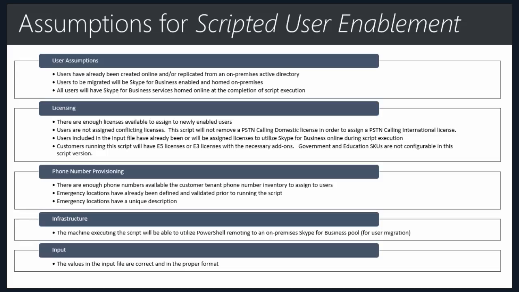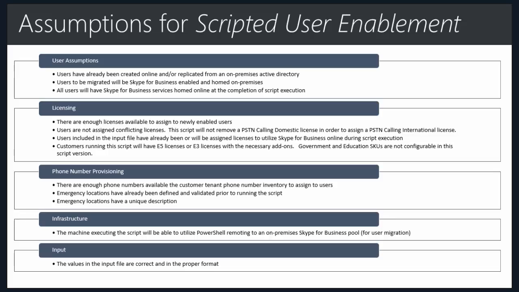Similarly, for phone number provisioning, I assume that you've already got enough phone numbers in the tenant. I will not be going and requesting any other phone numbers. I assume that you've gone through and requested the amount of phone numbers that you need for each location. I also assume that you've set up emergency locations already and that they've been validated and that they have a unique description. Our online service does not require that you have an online unique description for emergency locations, but I require that in the script.